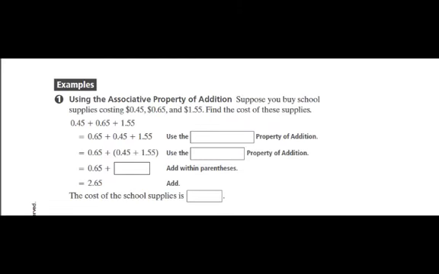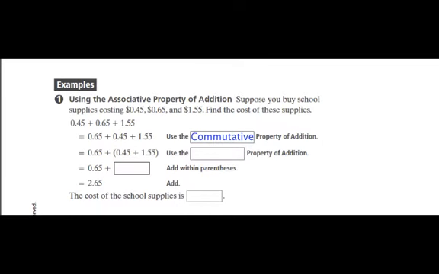Let's take a look at example 1, using the associative property of addition to help us solve a problem. Suppose you buy school supplies costing 45 cents, 65 cents, and $1.55. Find the cost of these supplies. You could line up the decimal points and do your math, or we can use our different properties to help us solve this problem.